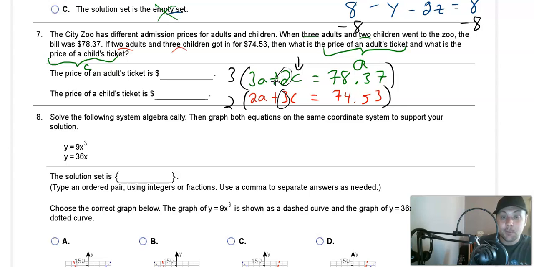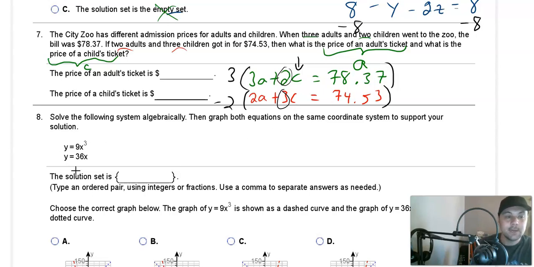So I will leave the top one positive. I'll make the bottom one negative. In order to multiply to make these 6s, I have to multiply it to the entire equation, right? So when I multiply by 3 here, it's not just the C that gets multiplied by 3, it's everything that will get multiplied by 3.